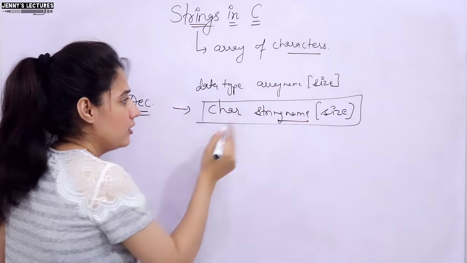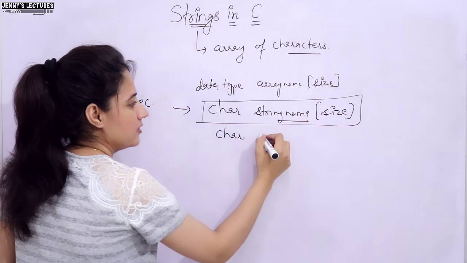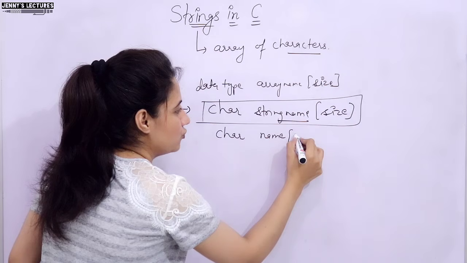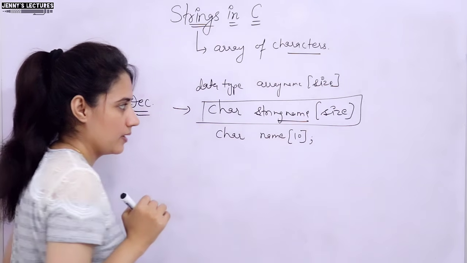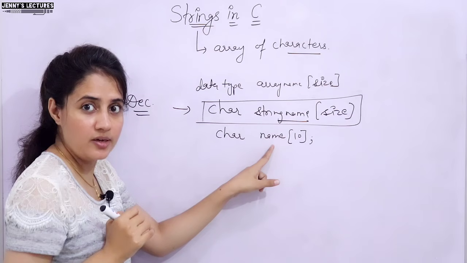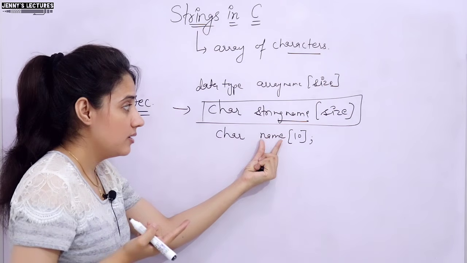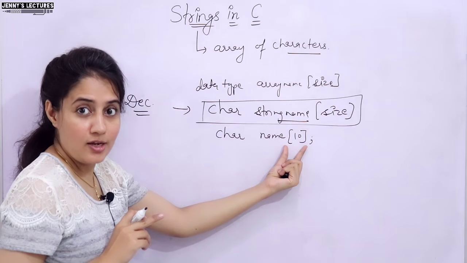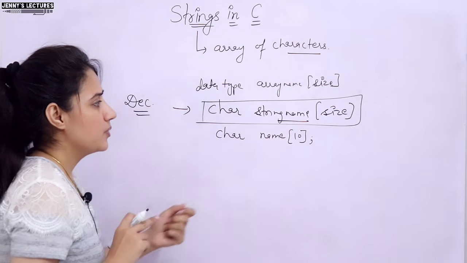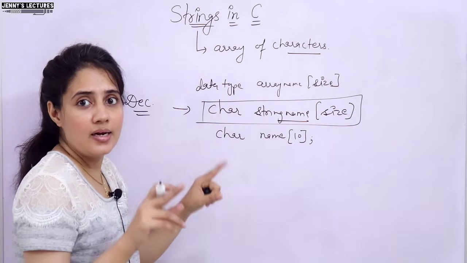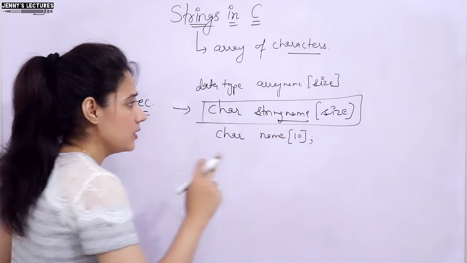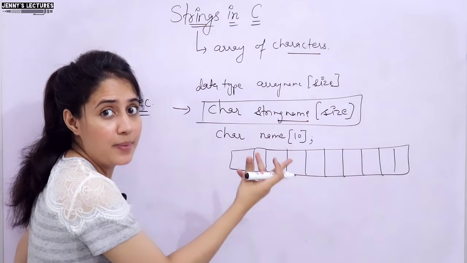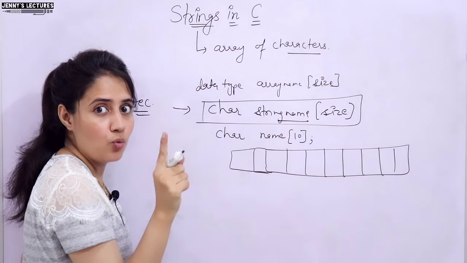So this is, I guess, clear. Declaration of a string, right? If I declare a string like char and the string name, generally we take name, and I am taking size 10. This is the declaration of a string, and the name of the string is name, right? The size is 10. Now here see, a string will always end with a null character. How would memory be allocated to this? 10 bytes would be allocated, because a character is going to take only 1 byte.